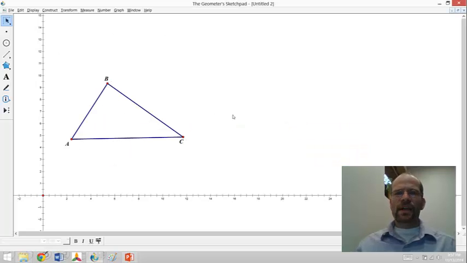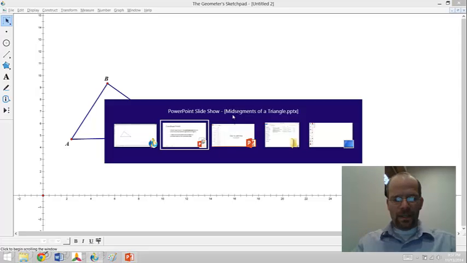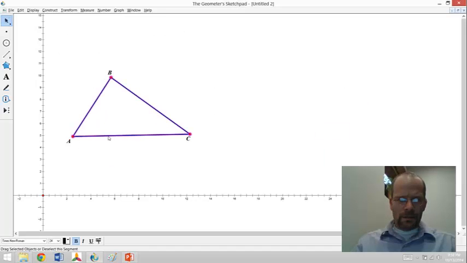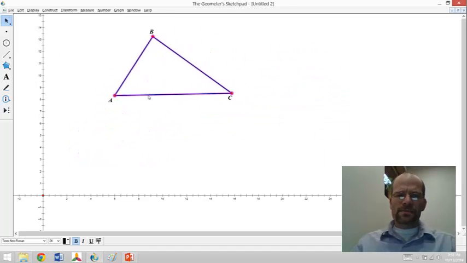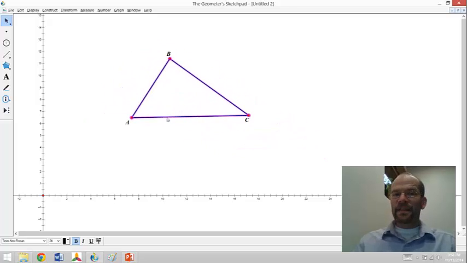We'll use this triangle ABC to do our proof. You may be tempted to think that there's something special about the shape of this triangle. We try to do exactly the opposite. There's nothing special about this triangle. It's just a generic triangle. Notice the first step says we begin by placing the triangle in a convenient place in the coordinate plane. There are an infinite number of places where we could set this triangle down, but we're looking for a convenient place.